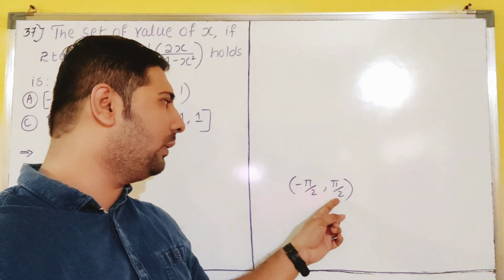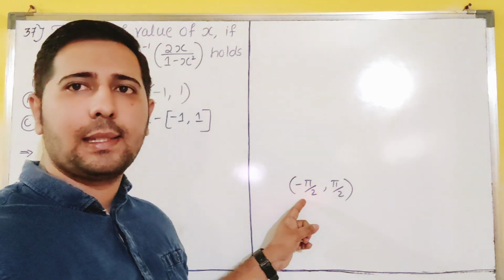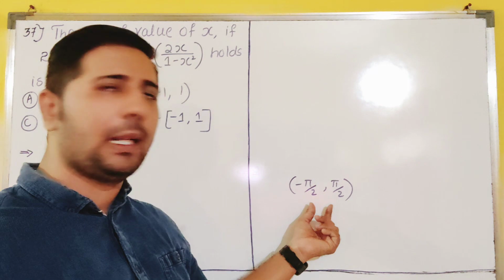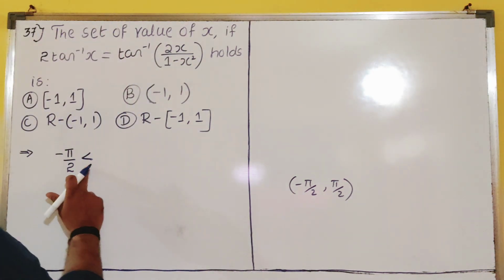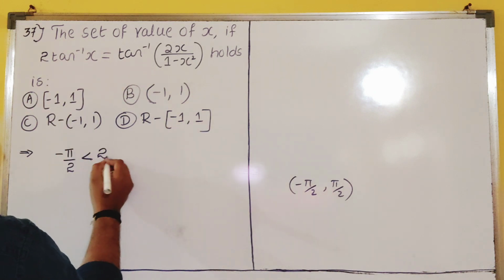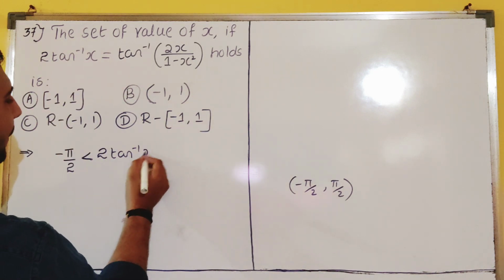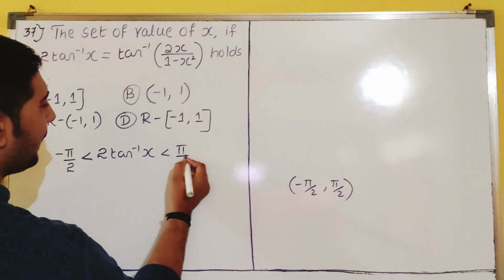Open interval means we do not include 90 and minus 90; whatever comes in between, we include. So similarly, that's why the equal sign has not come here. Now what is this? We can write 2 tan inverse x. Very simple. I hope you can solve it by yourself now.